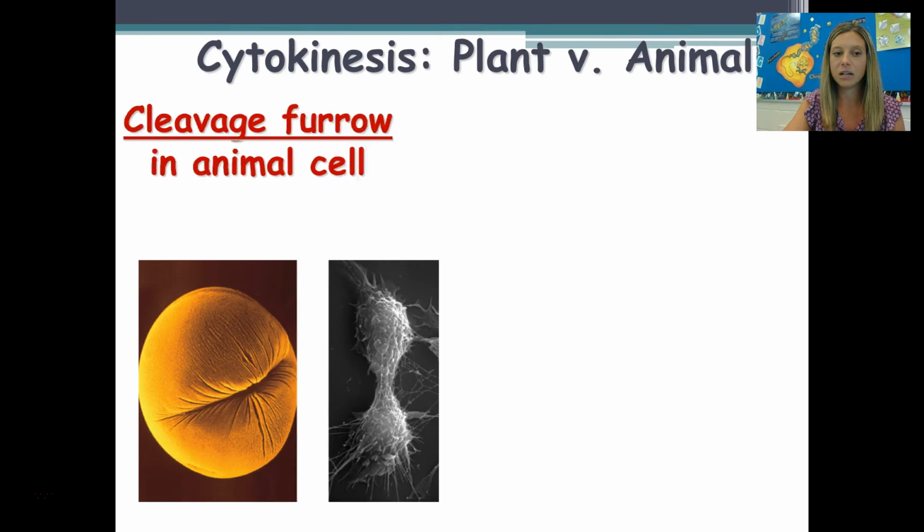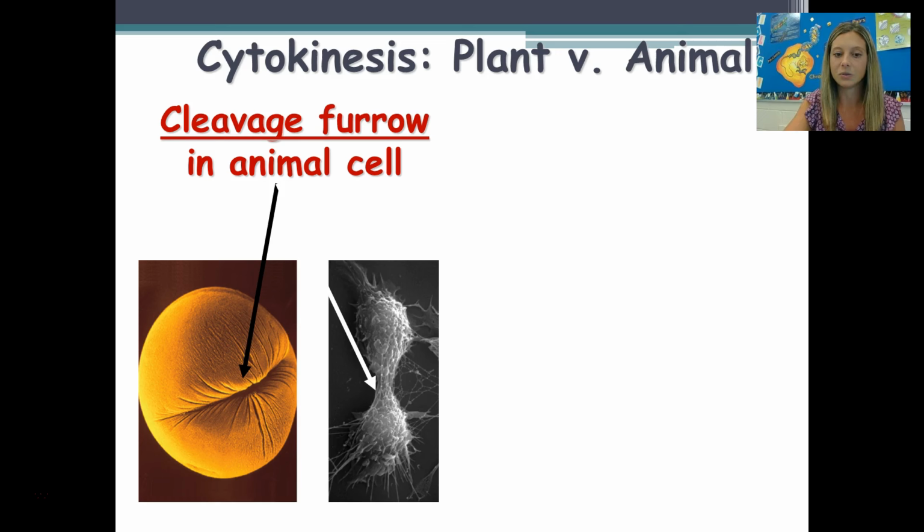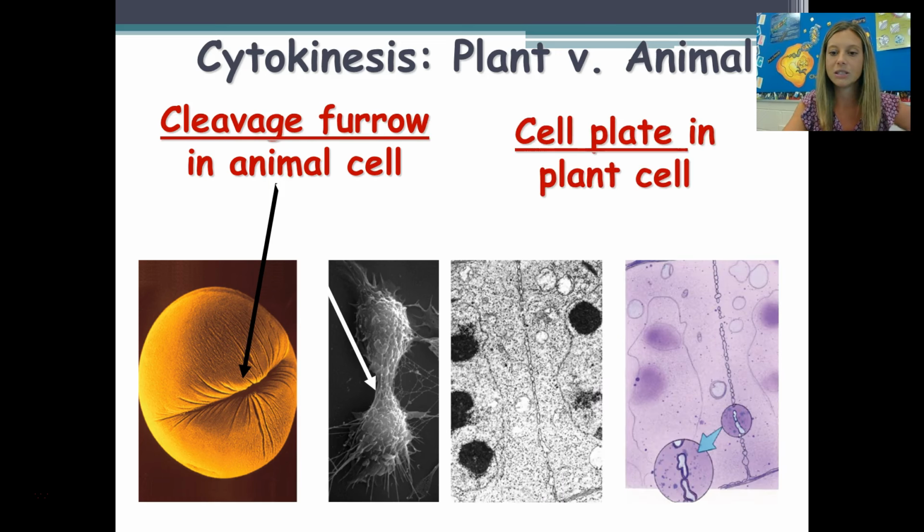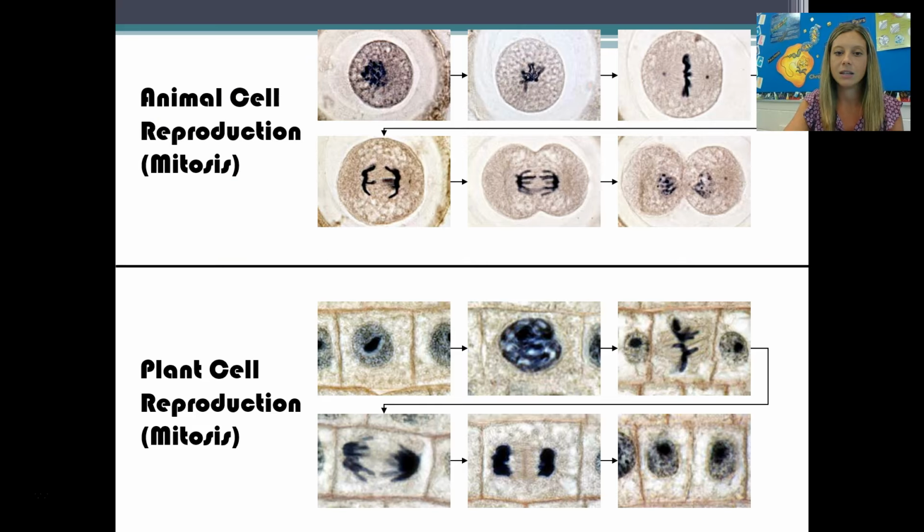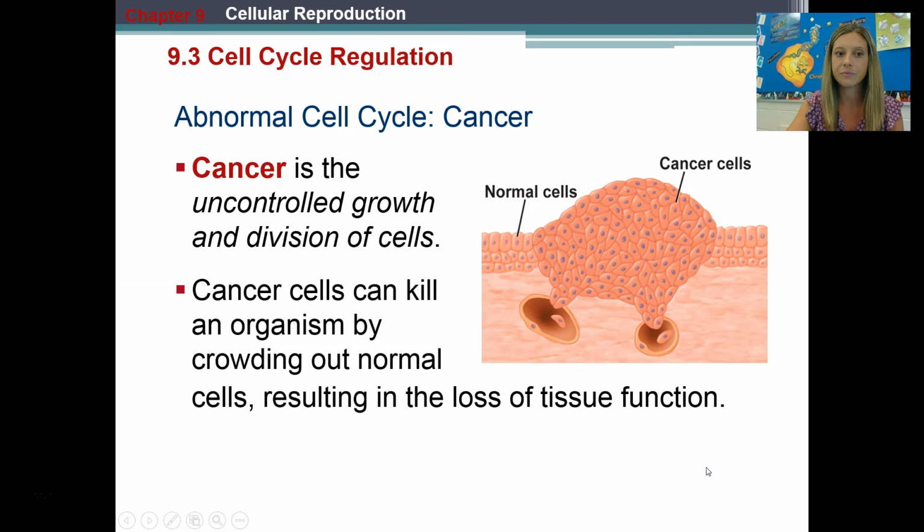Okay, so I'm going to show you just some pictures of what these look like in real life. That's what the cleavage furrow looks like in an animal cell. That's what the cell plate looks like in a plant cell. And here's all the different stages, okay? Interphase, prophase, metaphase, anaphase, telophase, cytokinesis in an animal cell, interphase, prophase, metaphase, anaphase, telophase, cytokinesis in a plant cell.